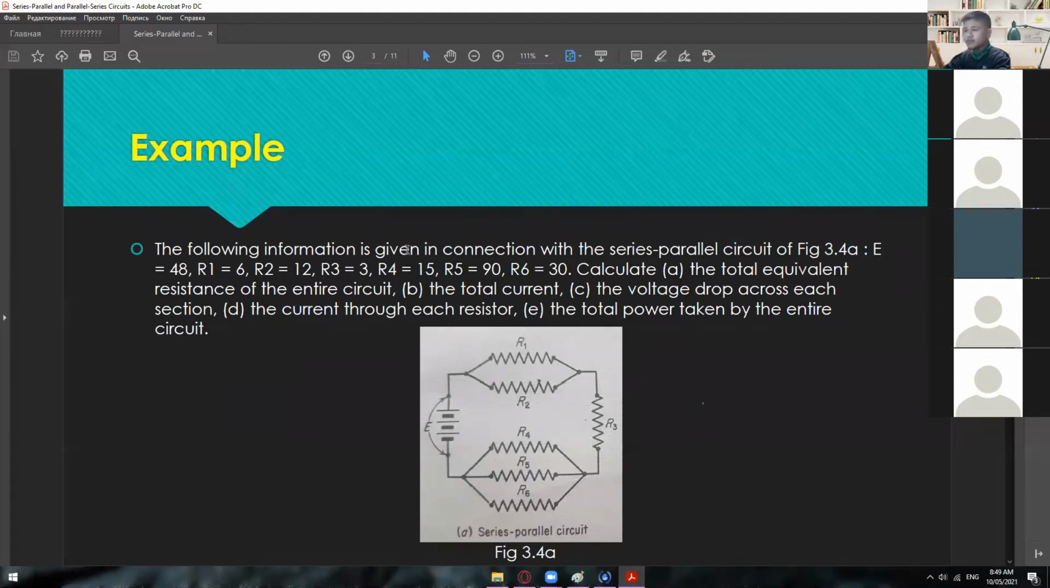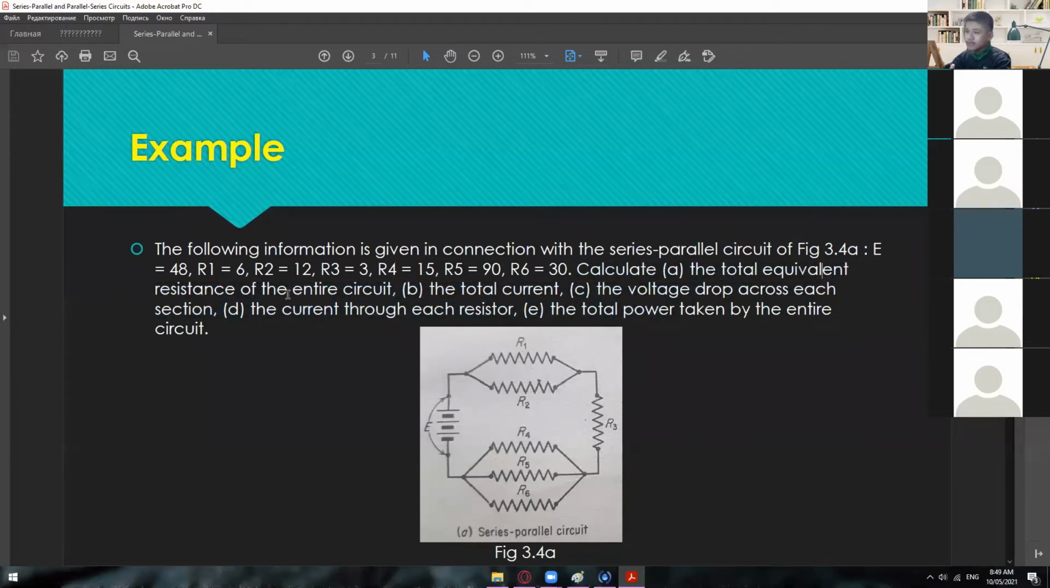So the following information is given in connection with the series parallel circuit of figure 3.4a, which is this one. So E, or the voltage source, is equal to 48 volts. R1 is 6 ohms. R2 is 12 ohms. R3 is 3 ohms. R4 is 15 ohms. R5 is 90 ohms, and then R6 is 30 ohms. So lahat naman is given. So here are the questions.